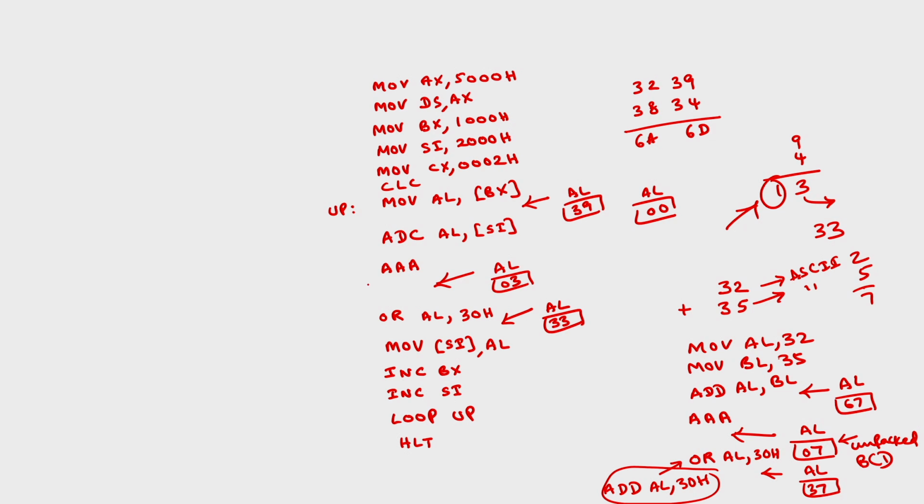Similarly, the keyboard is actually ASCII. If I press any key, the corresponding ASCII code will be generated. Now to convert that ASCII code back into decimal, we can stop here without ORing with 30H. And if I want further processing of the ASCII digits, I can OR with 30H. This is the fourth program.